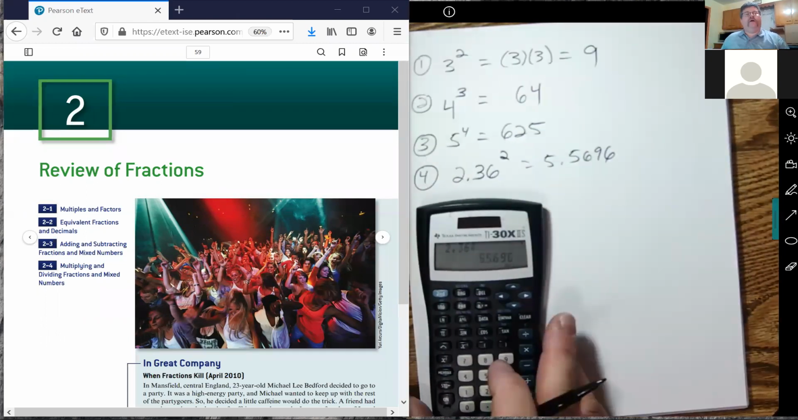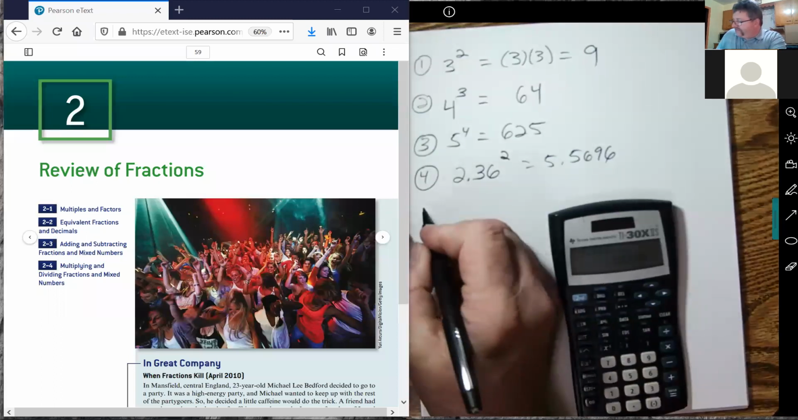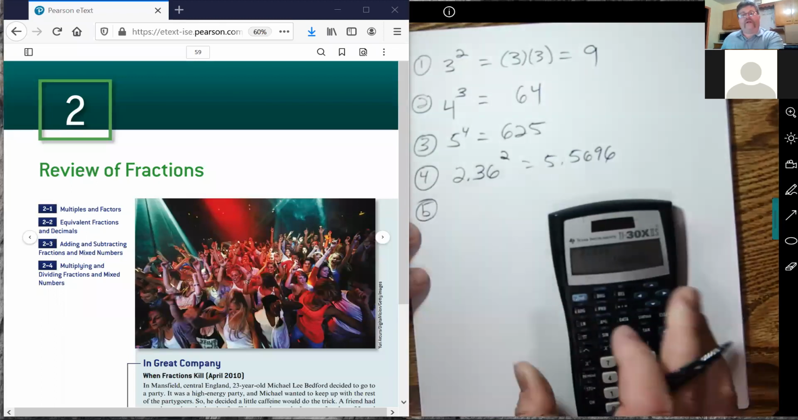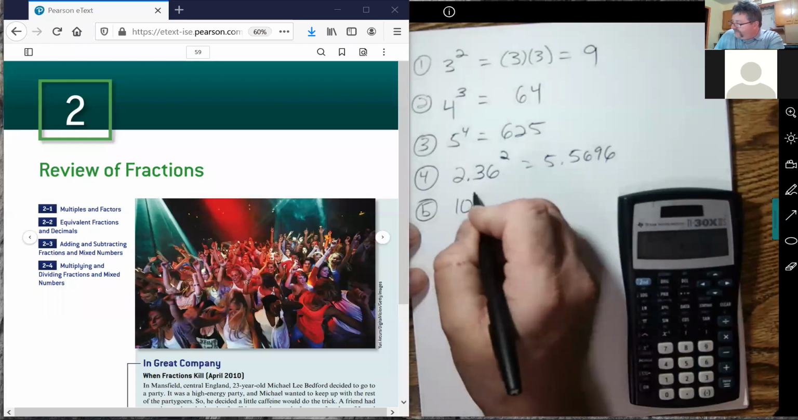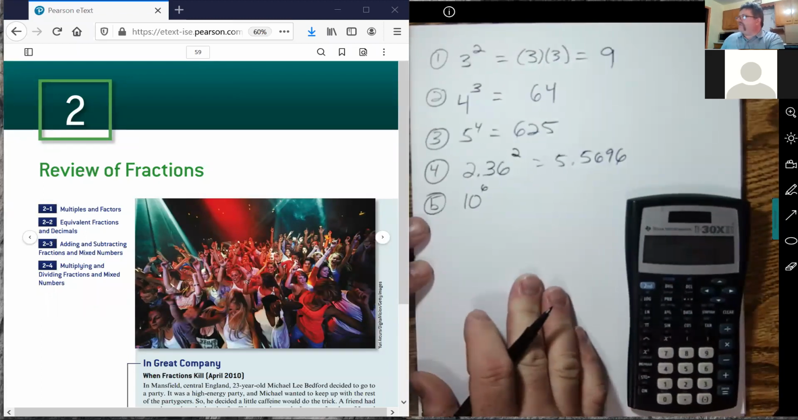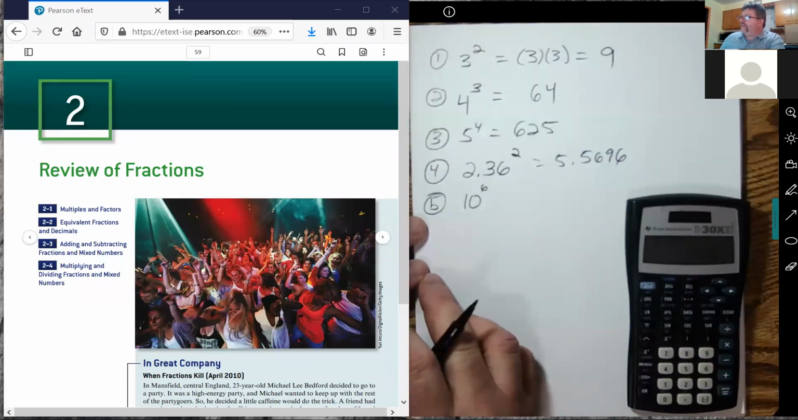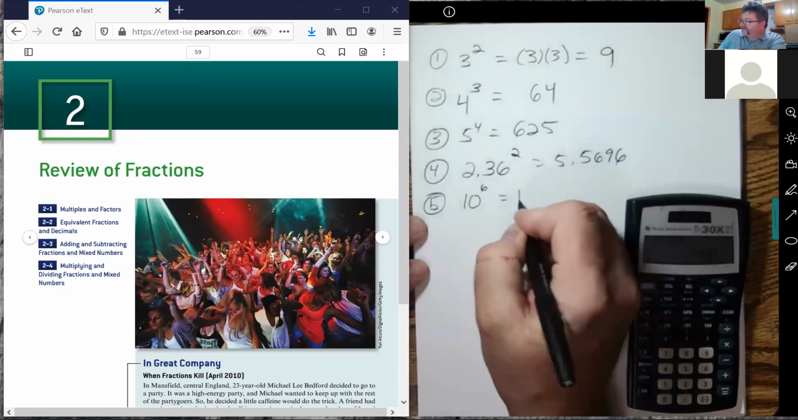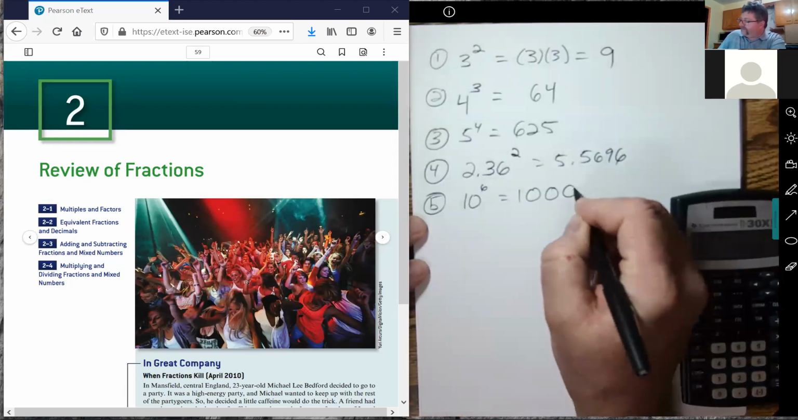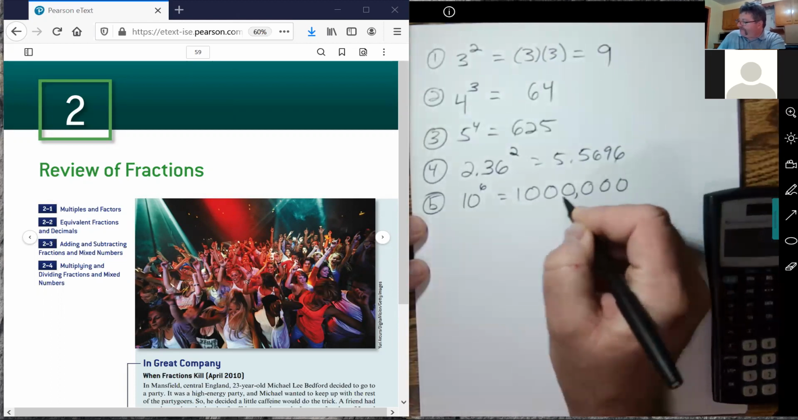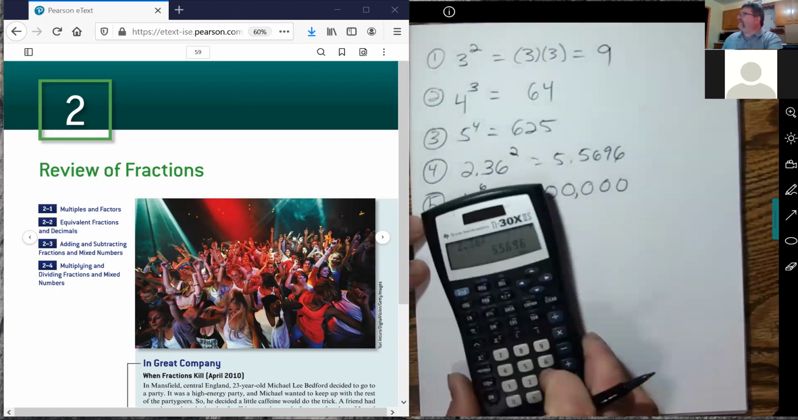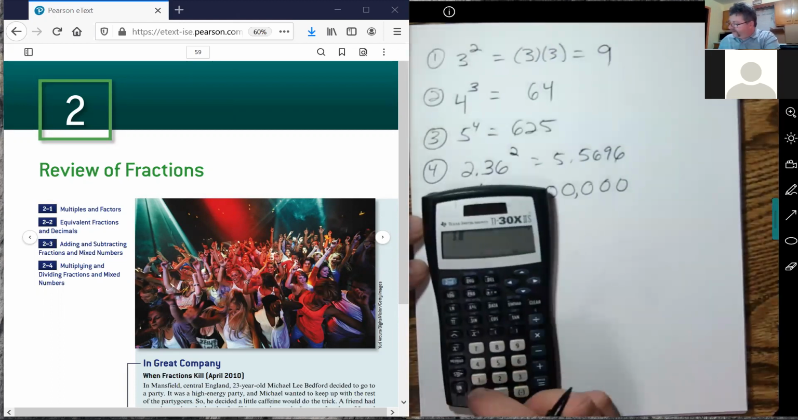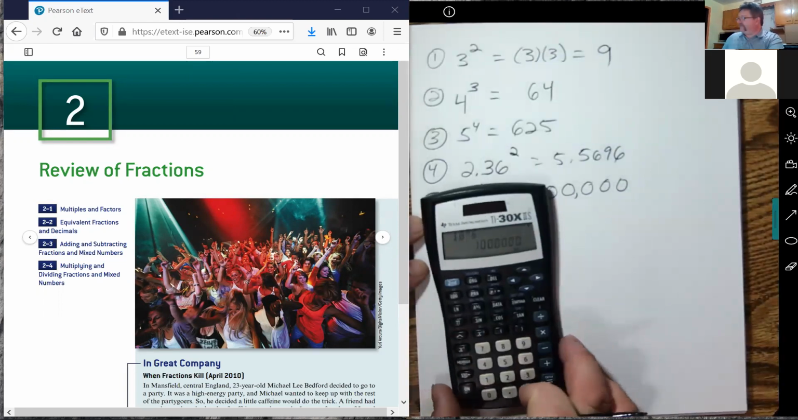Okay. Number 5, 10 to the power of 6. Okay, we're going to talk more about these powers of 10 and what they're all about. Well, 10 to the power of 6 just means I've got a 1 with 6 zeros after it. Okay, we didn't really have to go to the calculator, not that we couldn't have. 10 to the power of 6 is going to be a 1 with 6 zeros after it.